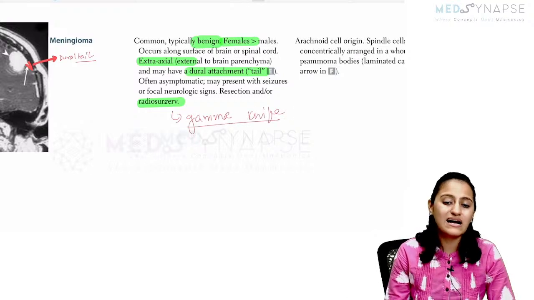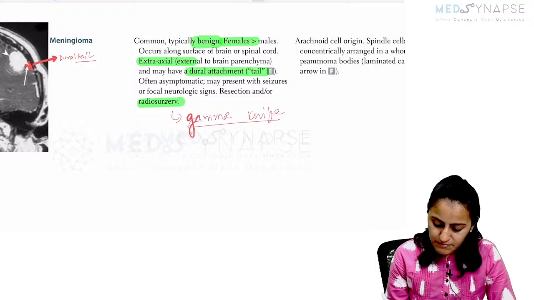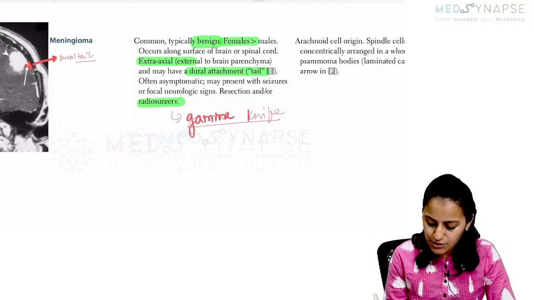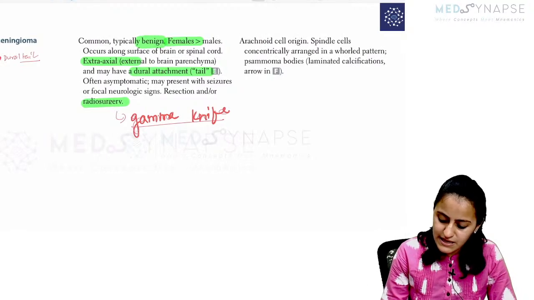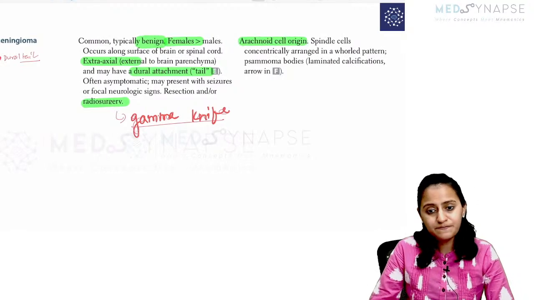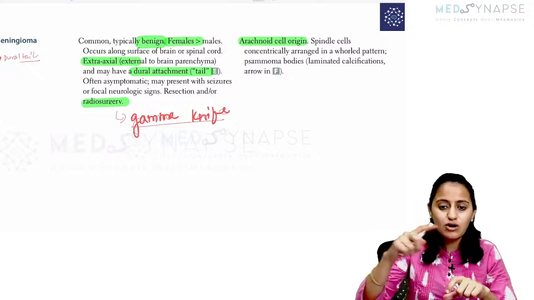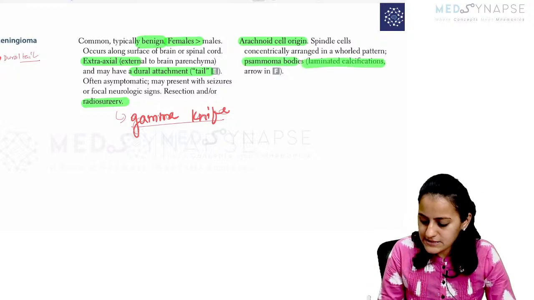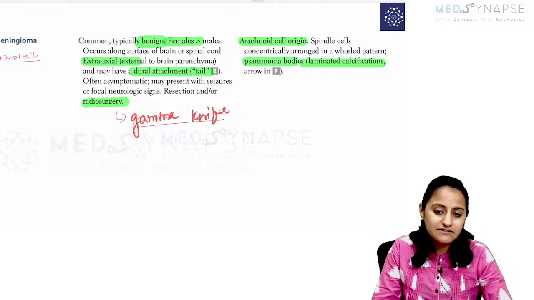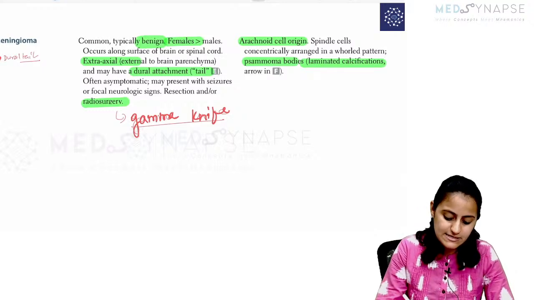Okay, we can do a gamma knife treatment for meningioma. We can do radiosurgery, that is gamma knife. From where is it originating? The arachnoid cell origin. Spindle cells which are concentrically arranged in a whorl pattern, and also the psammoma bodies, laminated calcifications, are seen here.